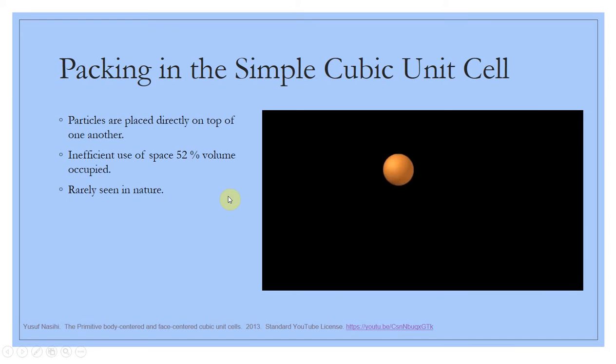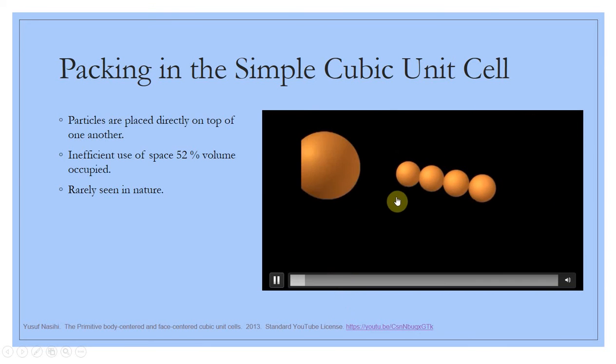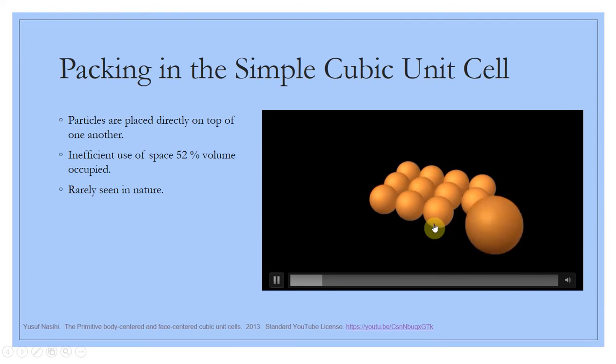Next type of thing that we need to talk about is the packing in that simple cubic unit cell. Now, the most inefficient packing possible is here. And it has to do with the fact that you take this single atom or single particle, you put it next to each other, and so on, and then you stack them right on top of each other. That's really inefficient because you can kind of see all the space between the particles.